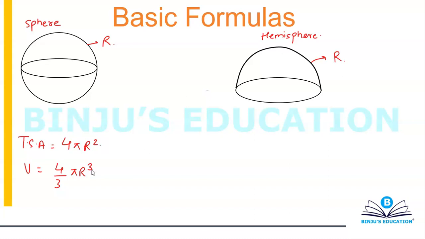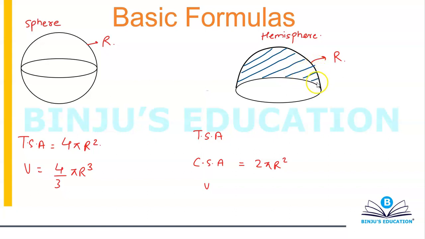Now when you come to the hemisphere, that is half of a sphere, there are three things: the total surface area, the curved surface area, and the volume. The curved surface area of a hemisphere is equal to 2 pi r square. The curved surface area is basically this portion, which I'm highlighting with the blue color. It's the area of the curved part, and that is equal to 2 pi r square.